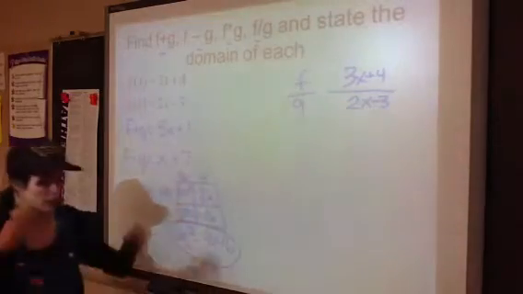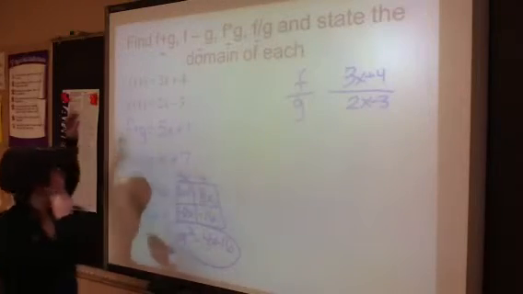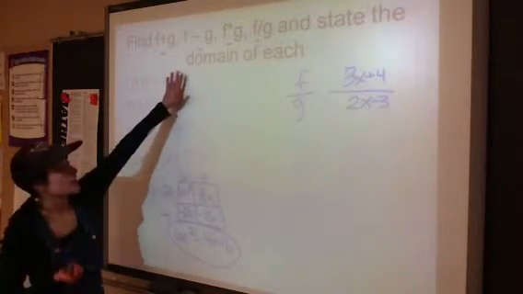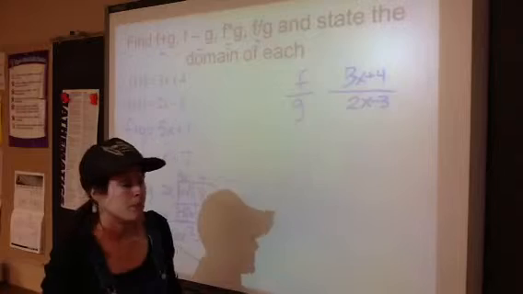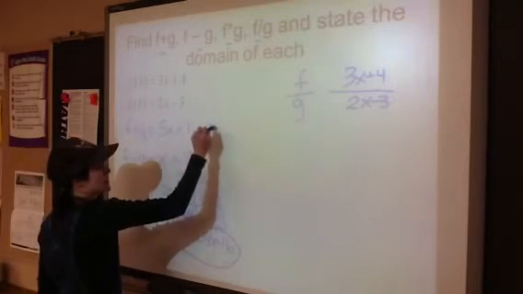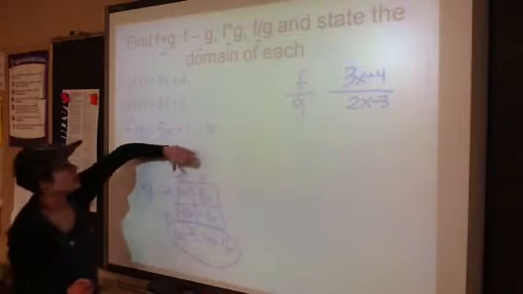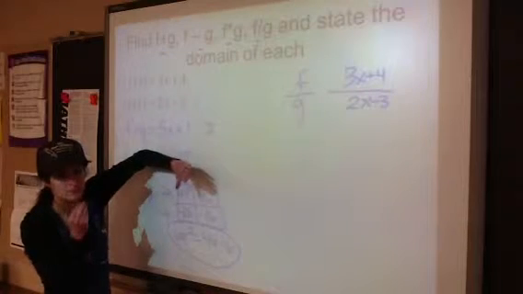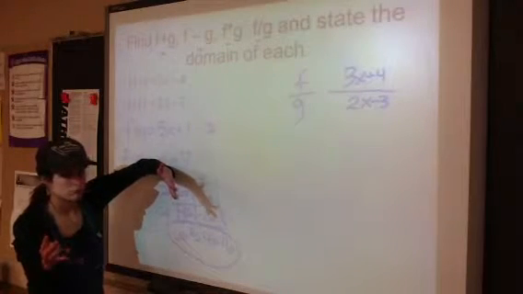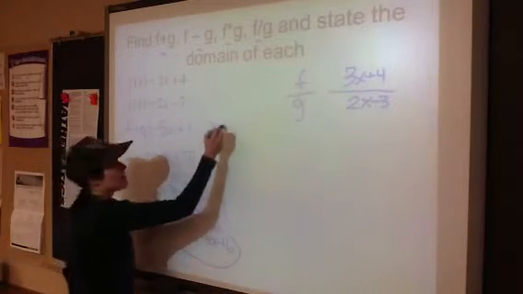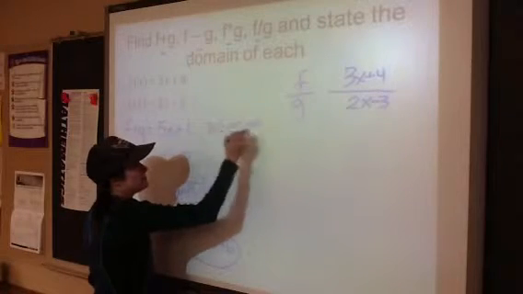You don't have to do anything there. Okay, so if we go back through, it says state the domain of each of them. So I'm going to go back through and say my domain. Here we had 5x plus 1. There's no fraction. Nothing weird's happening. So negative infinity to infinity.